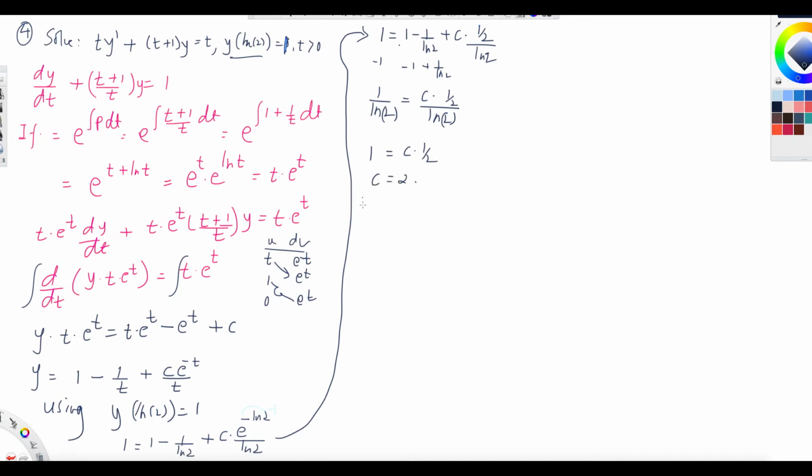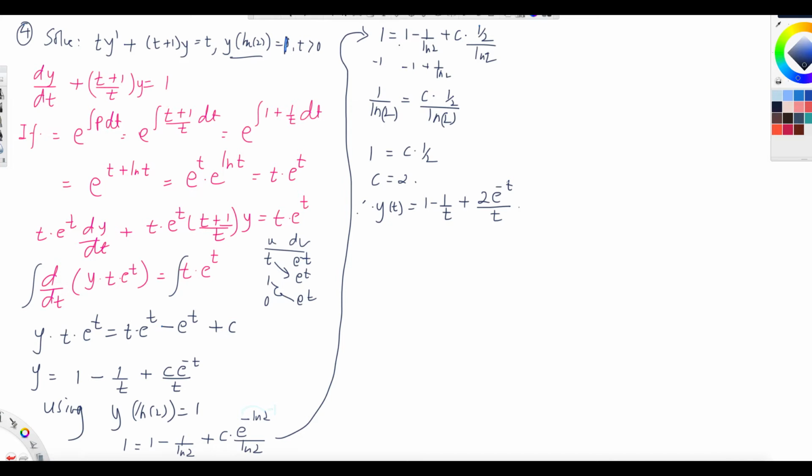Therefore, what is the final solution then? The final solution is this one, with c equals 2. So the final solution is y of t equals 1 minus 1 over t, plus 2e to the negative t, divided by t. That is the final answer for this problem. Okay.